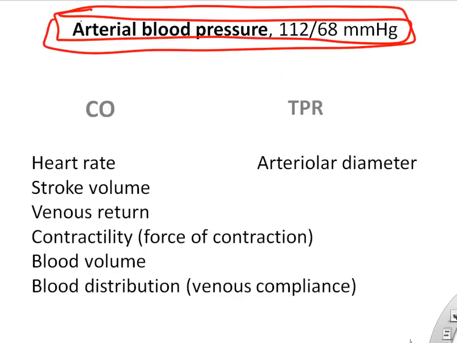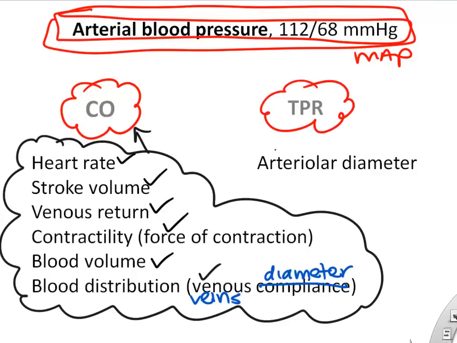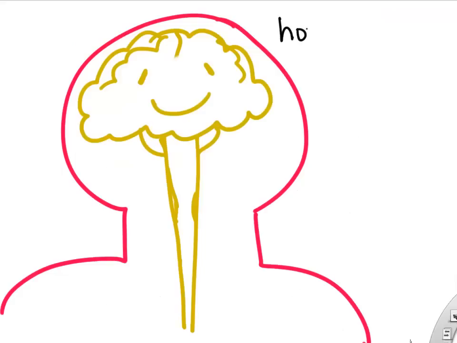And I don't expect you to memorize all this, but if you want to pause it, these are just the factors that affect cardiac output. Things like your blood volume, your veins, whether they're constricted or dilated, contractility, and heart rate. And then TPR is pretty easy to remember because it really just has to do with the arterioles.